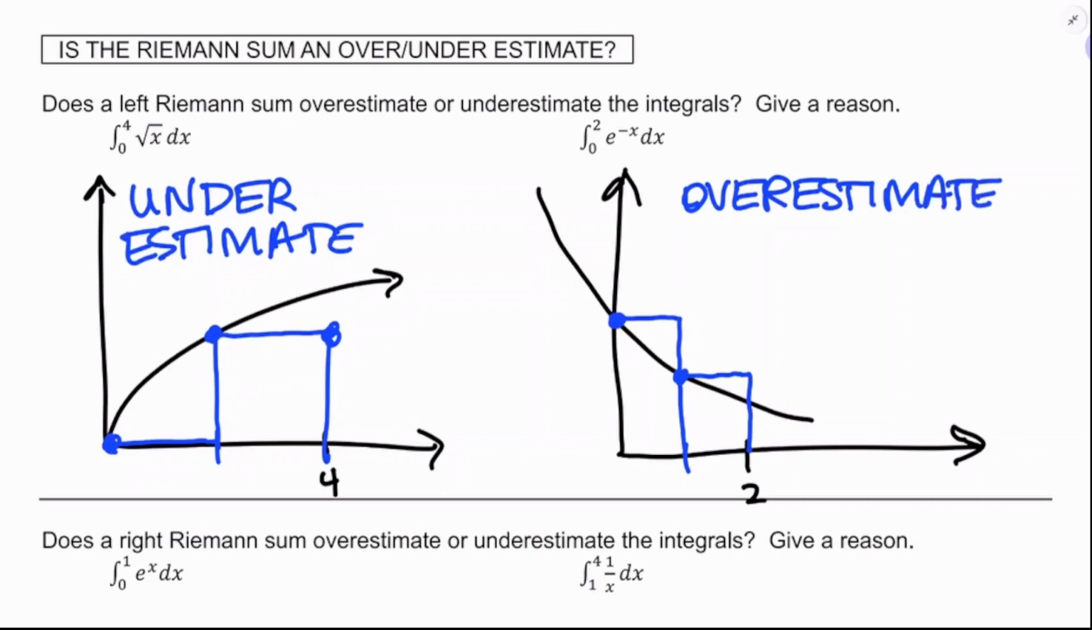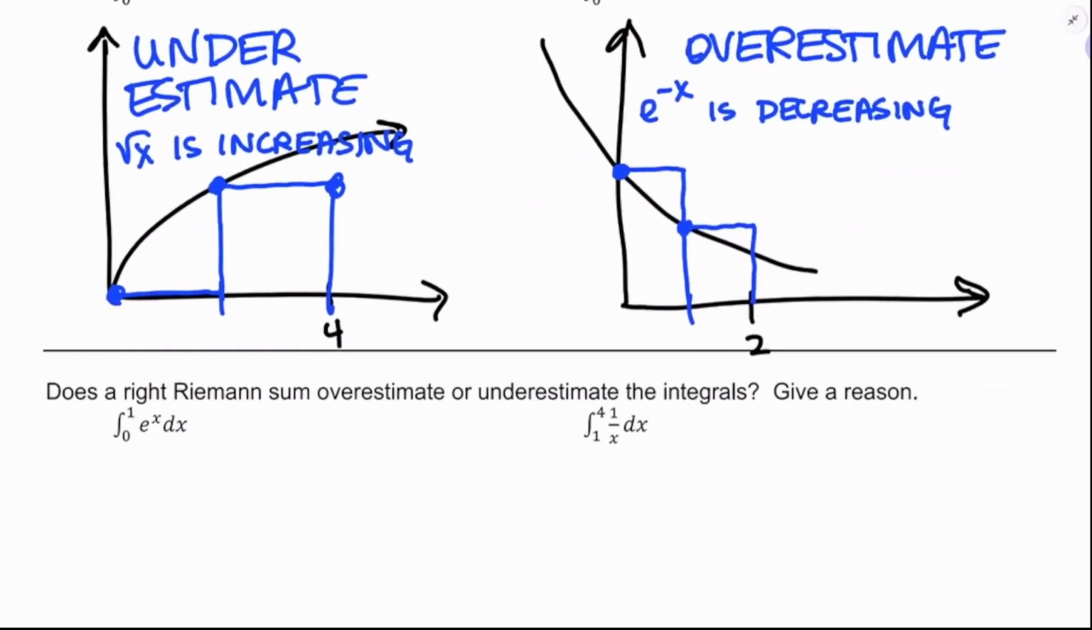And my reason is going to be the increase-decrease behavior of the function. I'm going to say that square root of x is increasing. That's the cause, if you think about it, if you draw yourself some pictures of different types of increasing functions. And the fact that the left Riemann sum overestimated the integral from 0 to 2 of e to the negative x is the fact that e to the negative x is decreasing. It doesn't have to do with the concavity for a left and right Riemann sum.